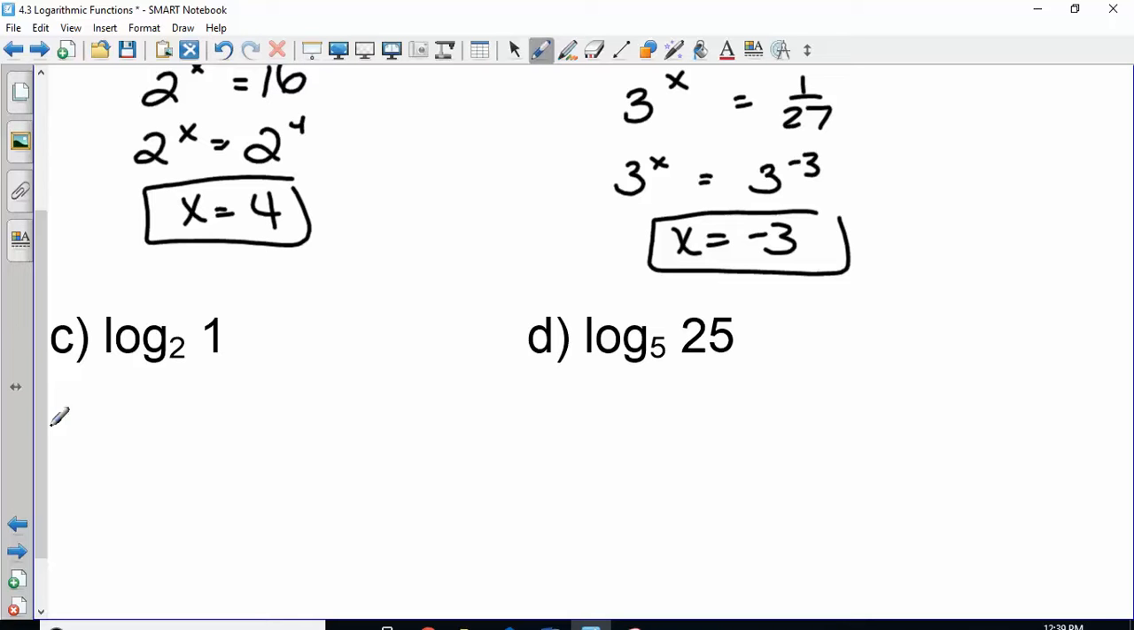So C, could we do this one without working it out? It's saying 2 to what power would equal 1, and that's the 0 power. Does anybody want me to work that one out algebraically? Sure. Just set it equal to x and do your definition. This one is saying 5 to what power equals 25?